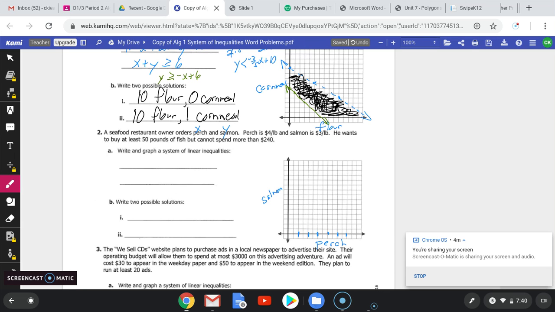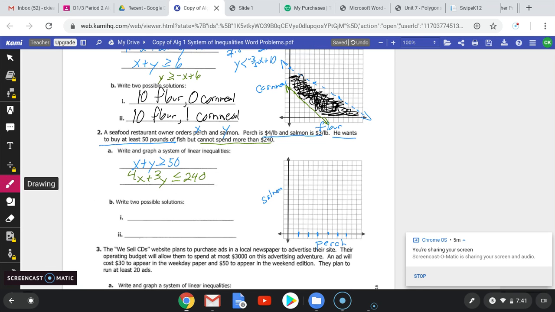Purchase $4 per pound and salmon's $3 per pound. Wants to buy at least 50 pounds of fish. So at least means he can have 50 or more, but cannot spend more than 240. So I'm going to have 4x plus 3y. Now, he cannot spend more than 240, but can he spend 240? The answer is yes. Just can't spend more than that. So less than or equal to 240.